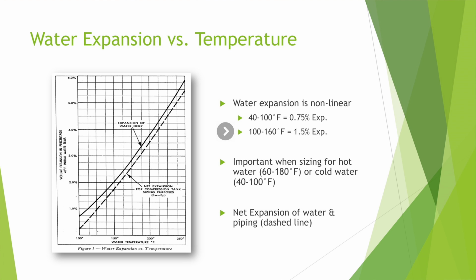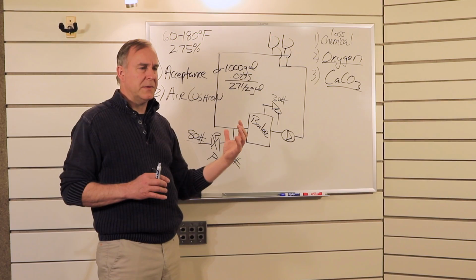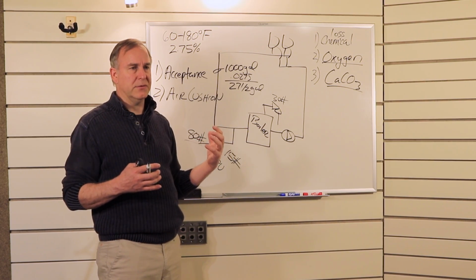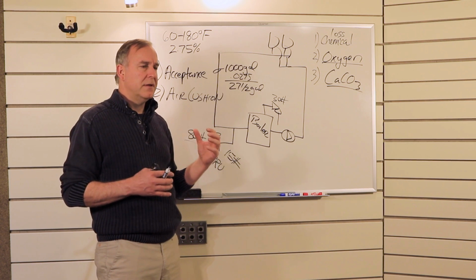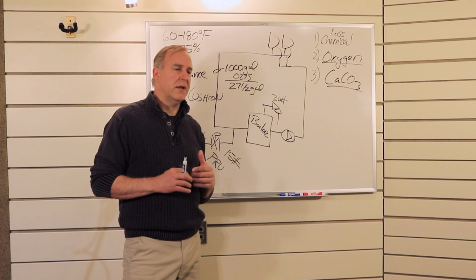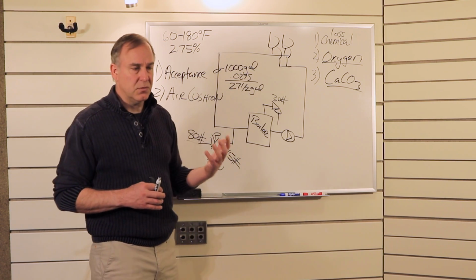As a result of this, when we figure out how much water is expanding, we have to look at its specific volume and go into the water tables to actually figure that out. So it's important to keep in mind, when you're figuring out expansion of water, you've got to go to the tables and do it. It's quite nonlinear.